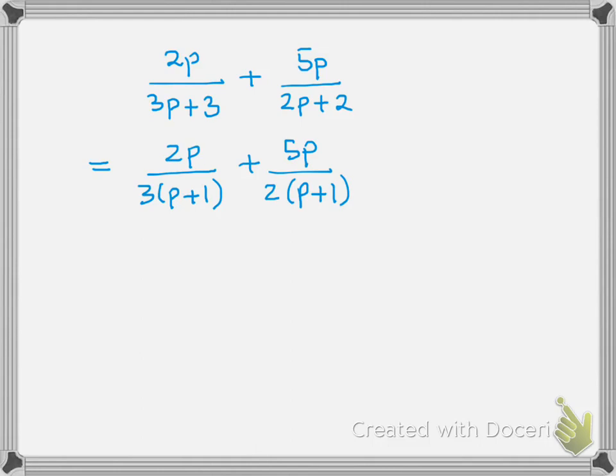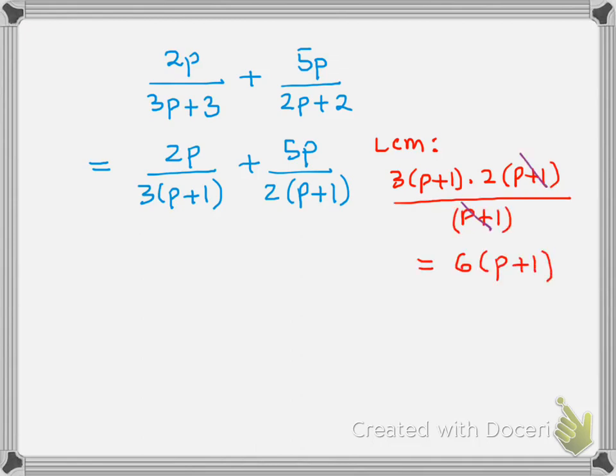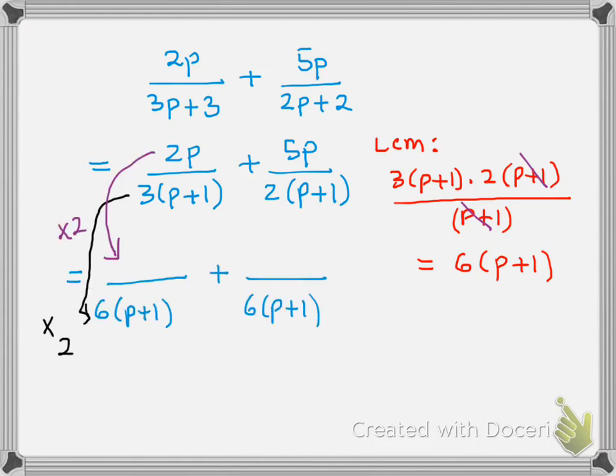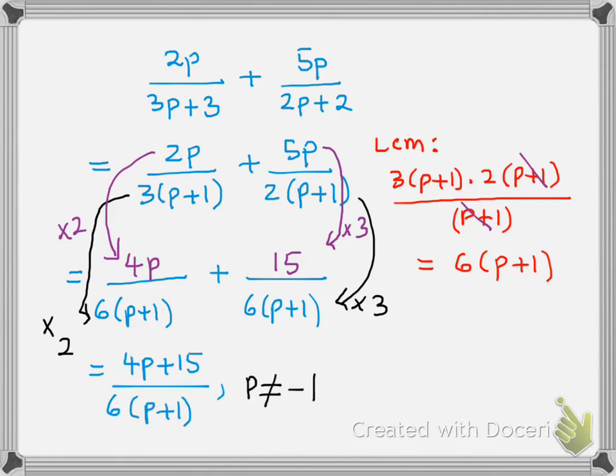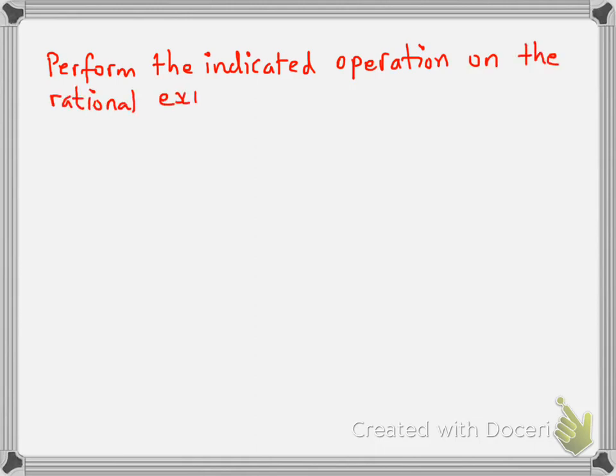You can see that those denominators are not the same, so we have to find the least common multiple of these denominators, which in this case, if you multiply and divide by the greatest common factor, will be 6 times p plus 1. You rewrite the fractions, and you will obtain equivalent rational expressions with the new denominator, which is the least common multiple of the previous denominators. And then you can just combine the numerators, 4p plus 15 divided by 6 times p plus 1. Your restriction here is p cannot be -1. So you go ahead now and try your hand on this example like we had discussed previously.